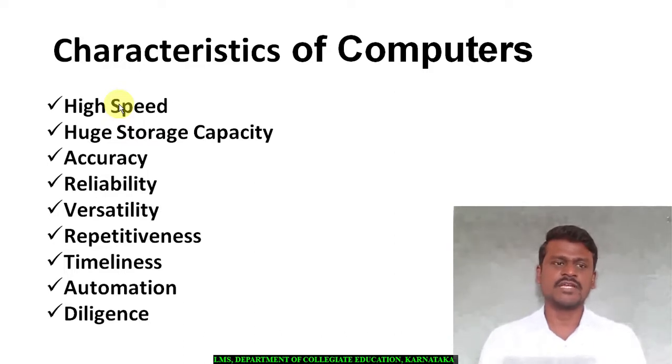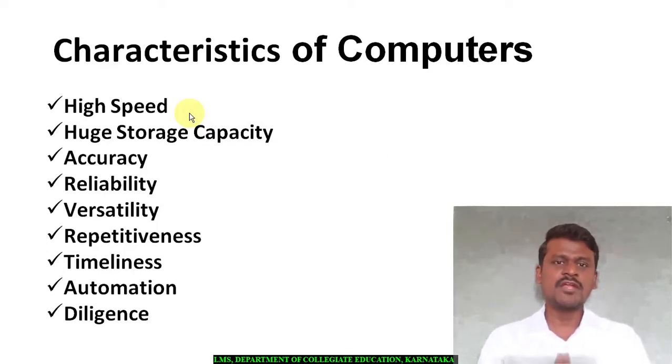So we call the computer a very high speed machine, and we can differentiate between high speed, low speed and super speed computers depending upon the configuration of the computers. But as compared to human calculations, computers are far faster than humans.